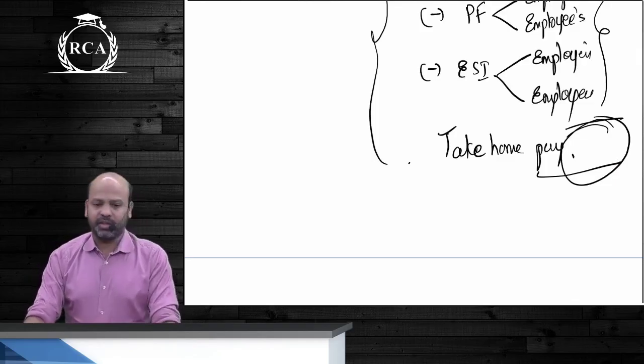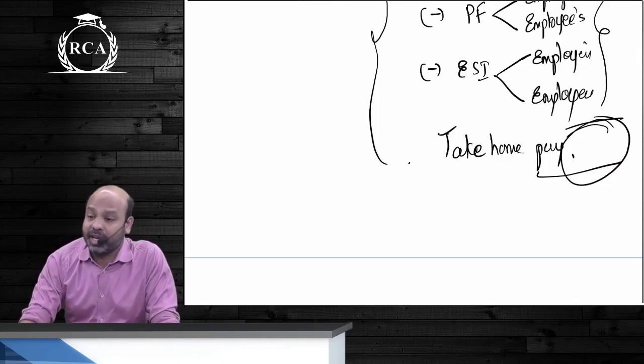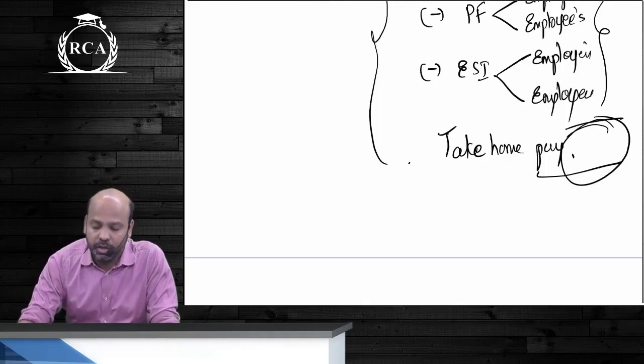Classification of expenses, I said that there is something called as direct and indirect based on the relation to the cost object, not based on opportunity cost. Based on the relation to the cost object, we have divided our expenses into direct and indirect. What is direct?